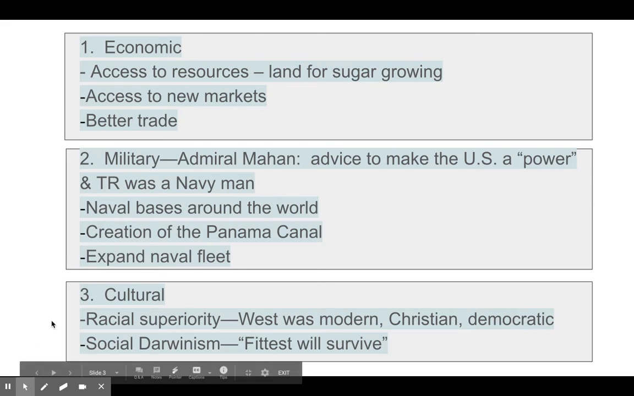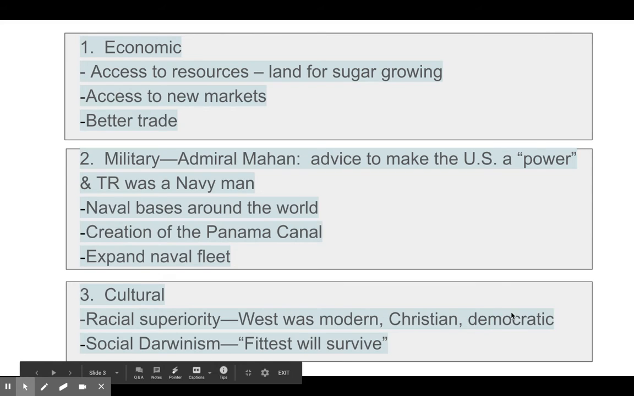Okay. And then the third one is cultural. We kind of talked about that. The big one here is this idea of racial superiority. We'll look at something called the white man's burden. So really this cultural idea is making the rest of the world look like the West, which is white, Christian, and democratic. And when I say Christian, I'm talking about Protestant. I'm not talking about Catholicism. We're talking about Protestant.